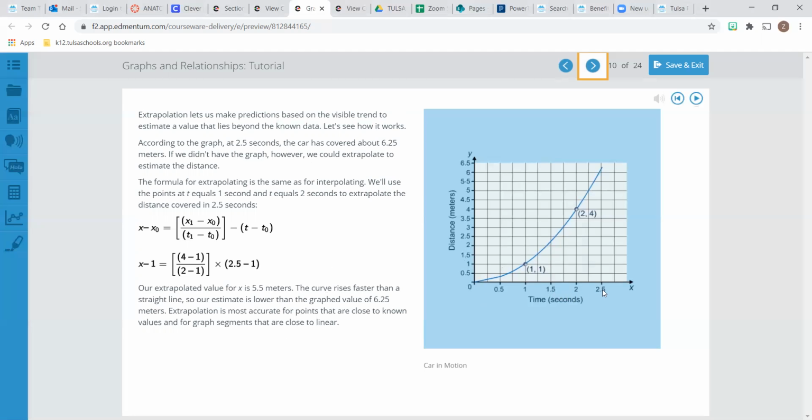So we're looking for 2.5, but it's beyond the points we already know. So we're using this x-axis number to figure it out. And so with our extrapolated value, it comes out to about 5.5. Okay.